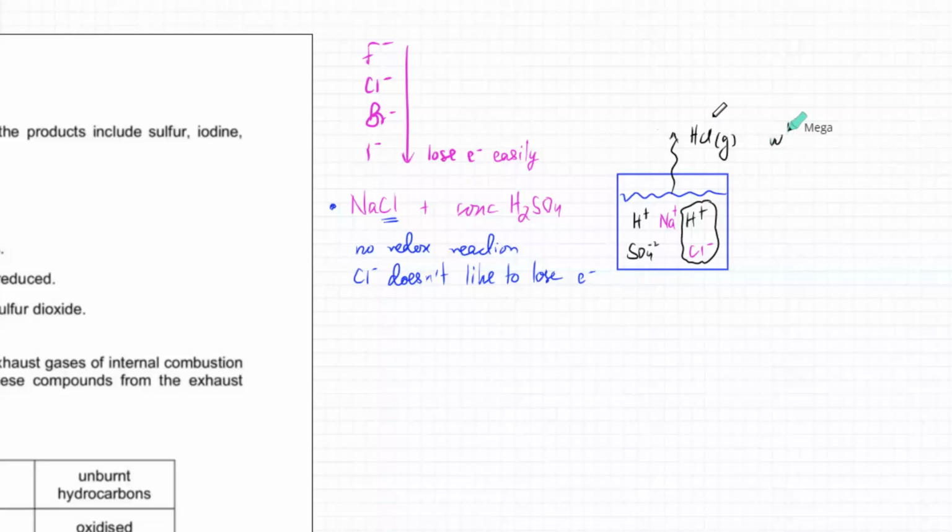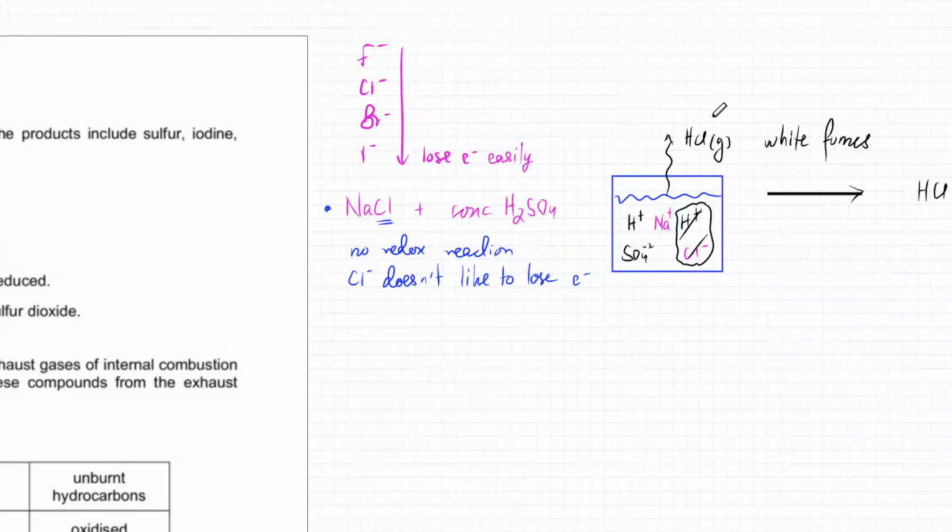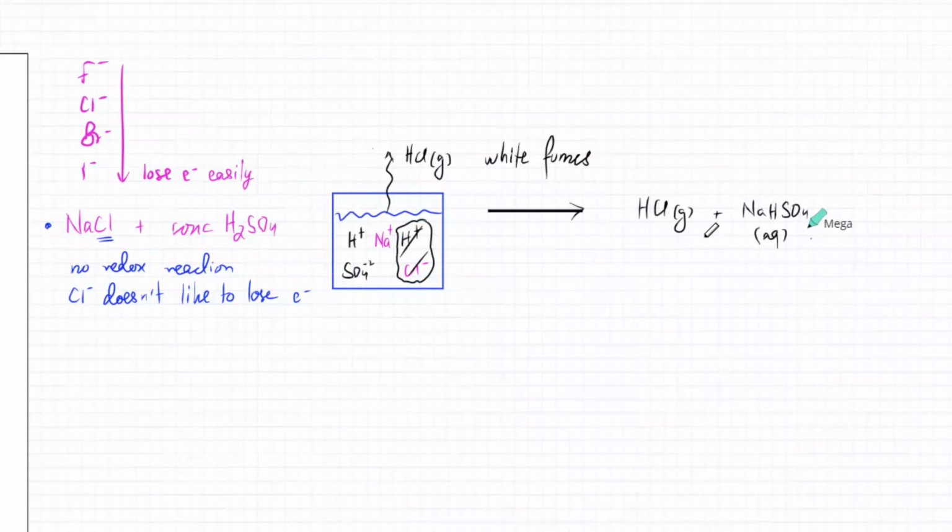And that gives white fumes, like steam. So there's going to be white fumes formed on top of the solution. The H+1 and Cl ions in the solution would go away. So HCl gas is formed, and NaHSO4 is formed in this solution. That is what is left in the solution. Is that clear?